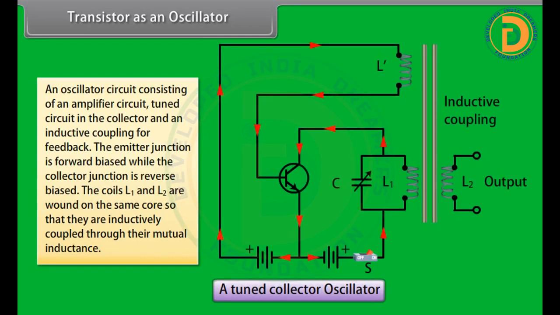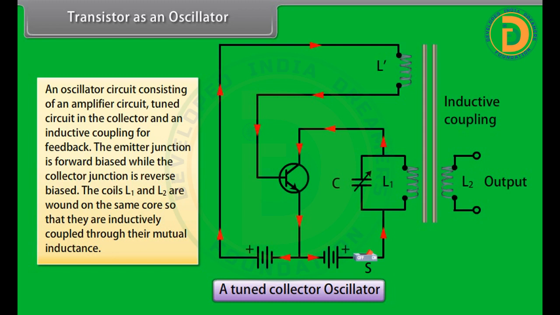An oscillator circuit consists of an amplifier circuit, a tuned circuit in the collector and an inductive coupling for feedback. The emitter junction is forward biased while the collector junction is reverse biased. The coils L1 and L2 are wound on the same core so that they are inductively coupled through their mutual inductance. On pressing the key, collector current suddenly starts flowing through L1. Consequently, a voltage is induced in coil L, which charges the capacitor C with such a polarity as to support the forward bias of the base emitter circuit.